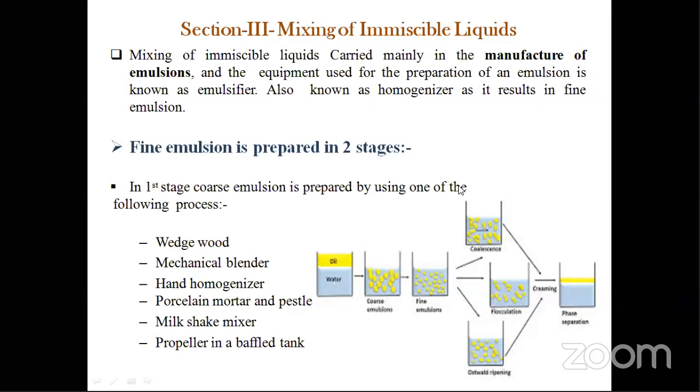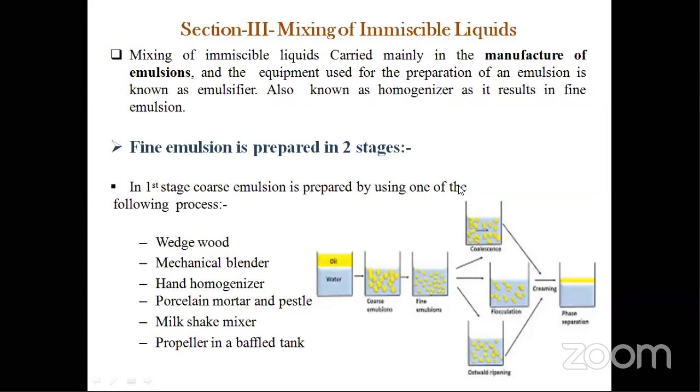It is basically made of wood, and it is like a starter. You already know the wood starter we use in the kitchen for cooking purposes. So this is called the wedge wood or starter, which is made of wood. Next is the normal mechanical blender, which is used on a laboratory scale. By using the normal mechanical blender, we can get the coarse emulsions.